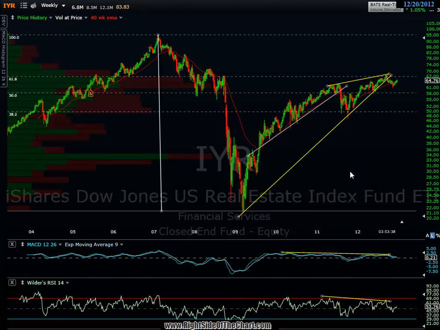Here's the IYR, iShares Dow Jones US Real Estate Index Fund. The IYR tracks the DJUSRE, if memory serves me correct, the Dow Jones US Real Estate Index. And so what we're looking at here, rising wedge pattern. You can see the MACD and the RSI are diverging and have been for a while, and we recently had prices break below that key uptrend line off the 2009 lows. So all in all, a longer-term bearish looking chart.